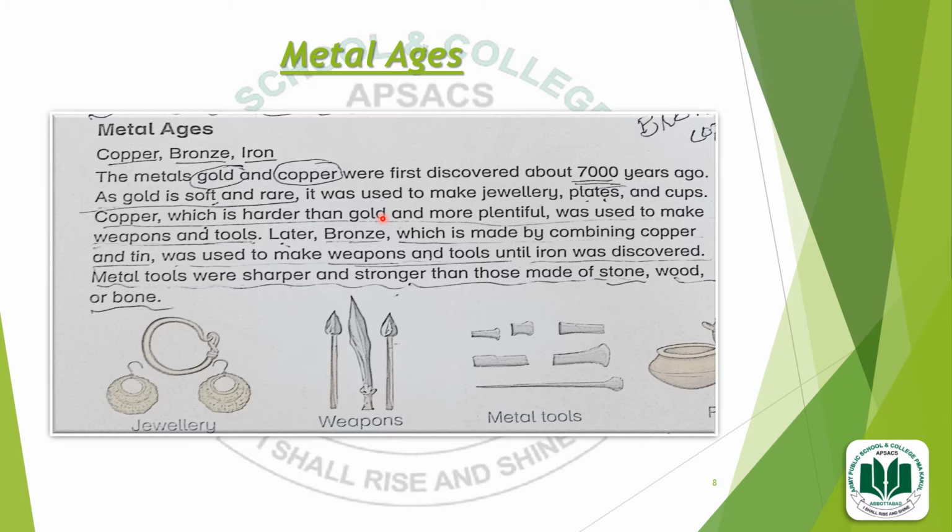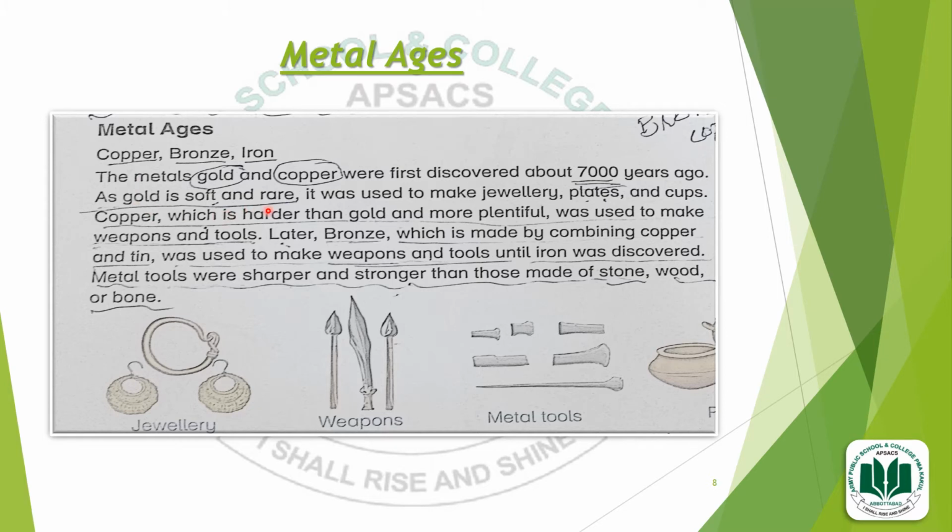Students, in this slide, now we are going to discuss another era, which is Metal Age. Students, we will see how humans transferred from prehistoric age towards Metal Age. Here we have a paragraph which is taken from your book, and the heading of this paragraph is Metal Age. Here we have three metals: copper, bronze, and iron. These metals were commonly used in that era.